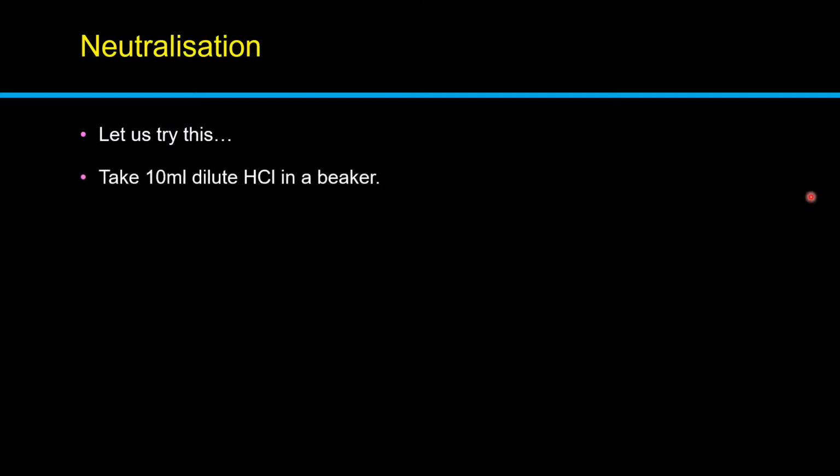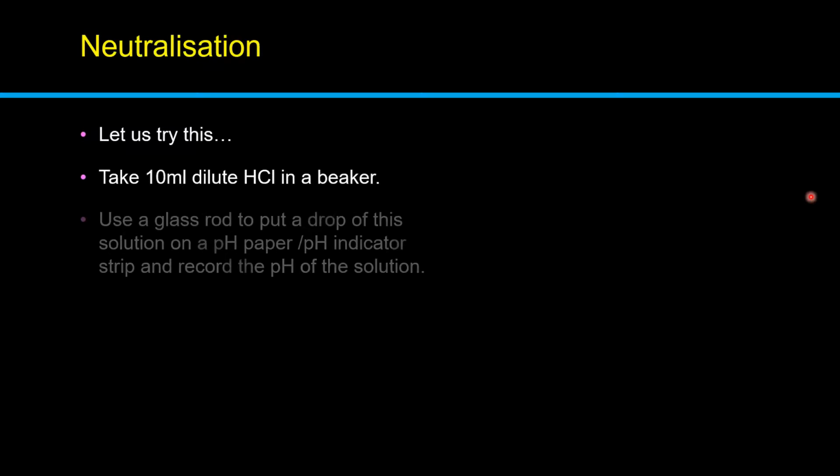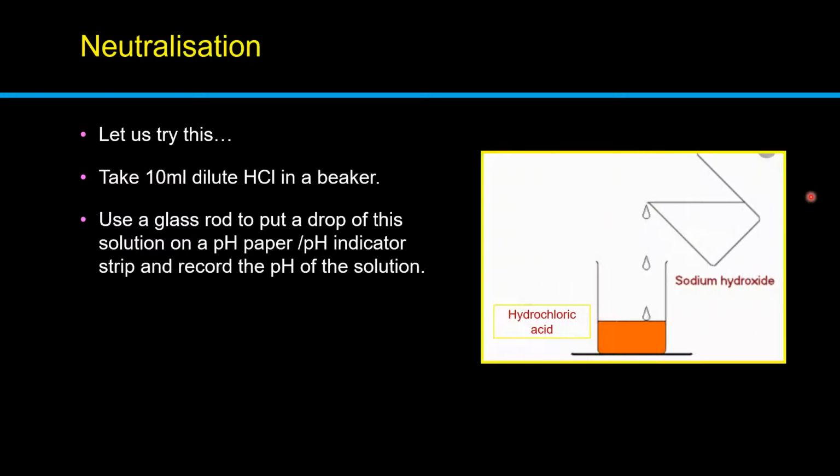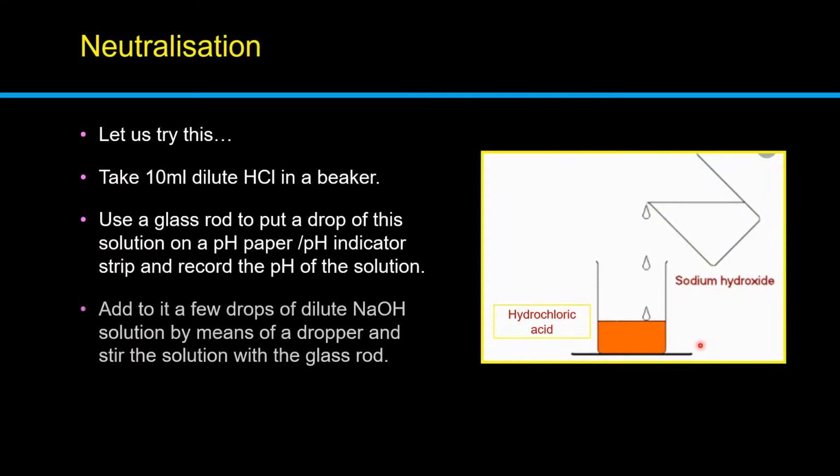The first reaction we are going to learn is neutralization reaction. Shall we try an experiment, children? You take 10 ml dilute HCl in a beaker. We know HCl is acidic in nature. Use a glass rod to put a drop of this solution on a pH paper or pH indicator strip, and you record the pH of this HCl solution. We can expect it will be highly acidic in nature. You can see the color of hydrochloric acid, which is orange color in this picture.